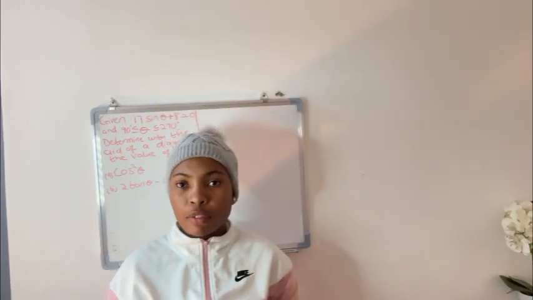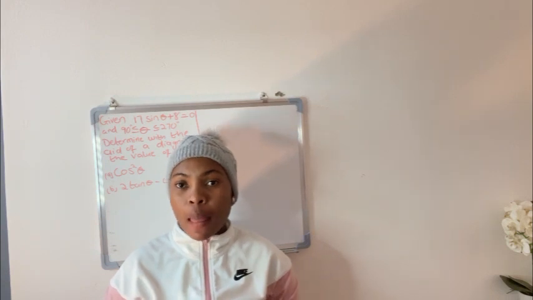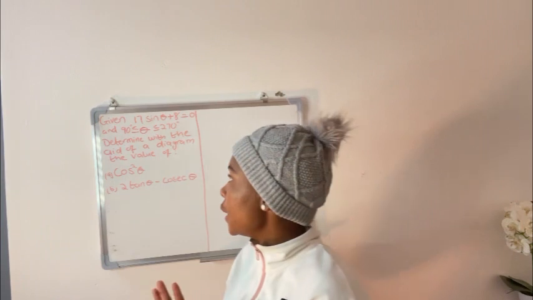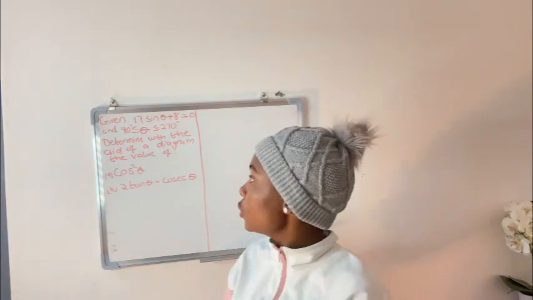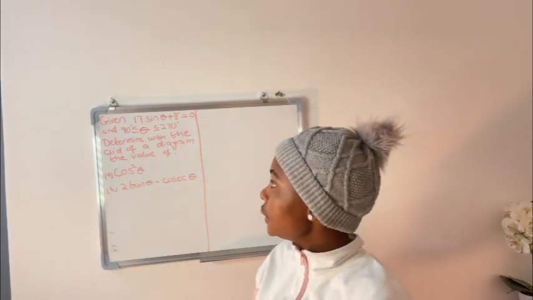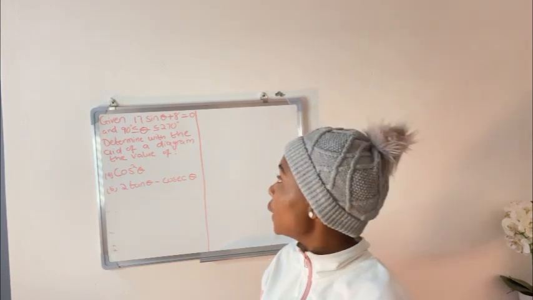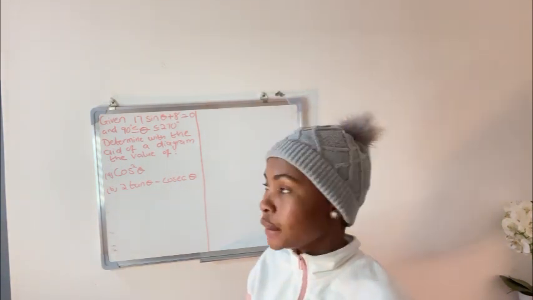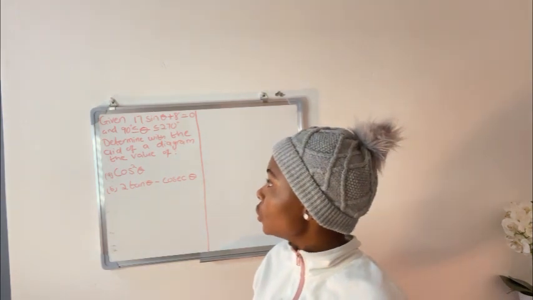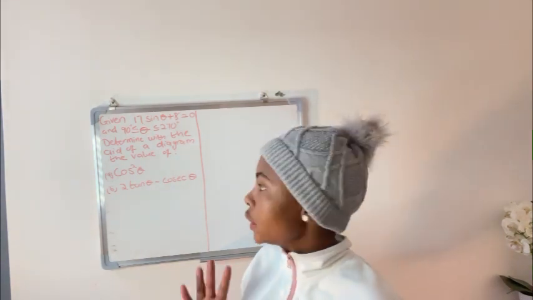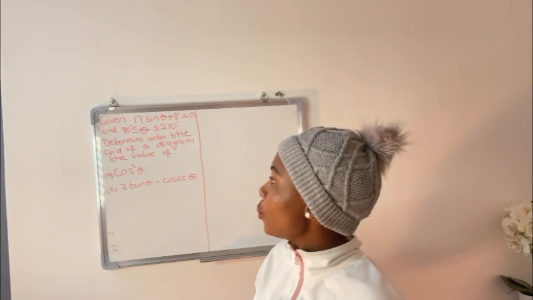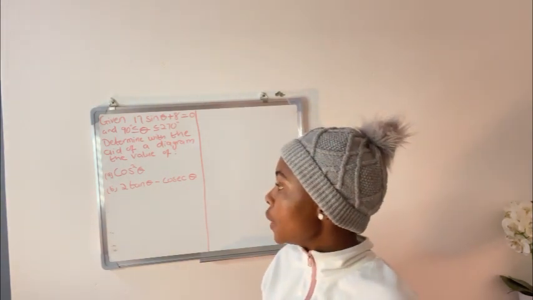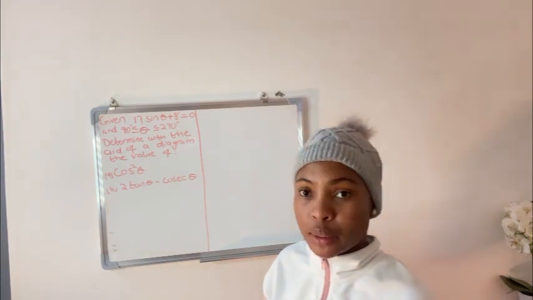Okay guys, this is part 4, the last part of our grade 10 paper 2 revision, and we're still on trigonometry. Now we have a different kind of question. Given 17 sine theta plus 8 equals 0 and theta is greater than or equal to 90 but less than or equal to 270. Theta is between 90 and 270. Determine with the aid of a diagram the values of A, cos squared theta, B, 2 tan theta minus cosec theta.